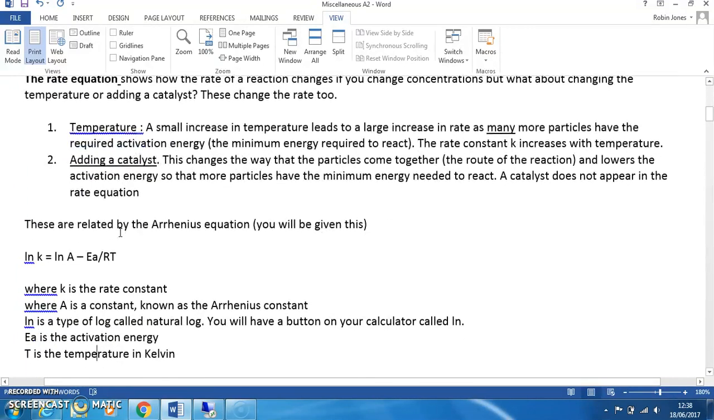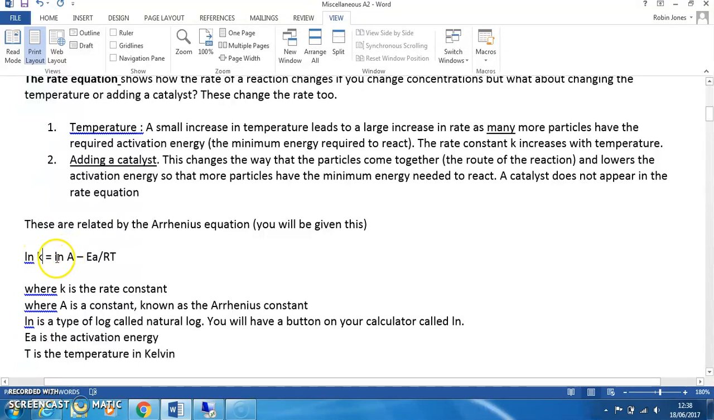Okay. Finally, there's something called the Arrhenius equation. You'll be given this equation that looks like that. ln is a form of logarithm. It's not the normal log that you've seen in, say for example, pH equals minus log to the base 10. It's not that kind of log, it's ln, and ln will appear on a calculator. It's something called a natural log, and there's an ln button on your calculator.